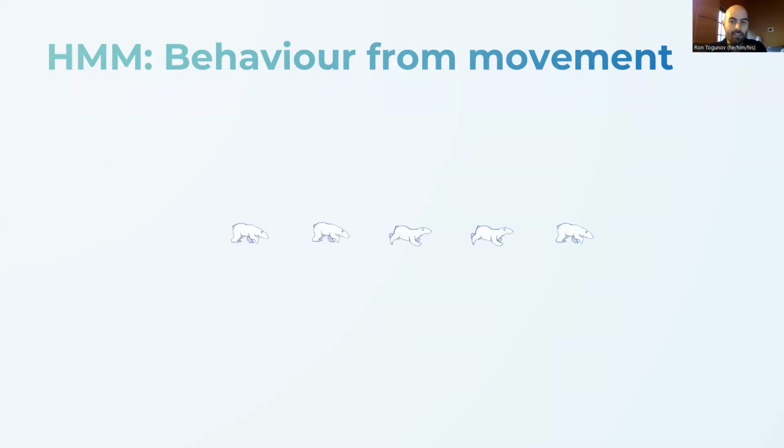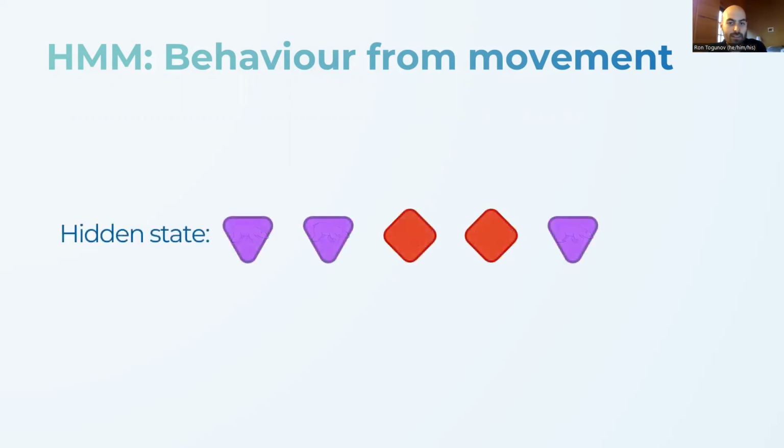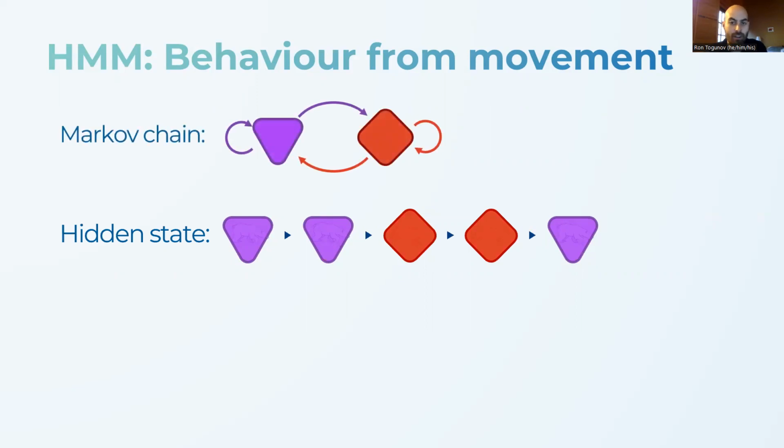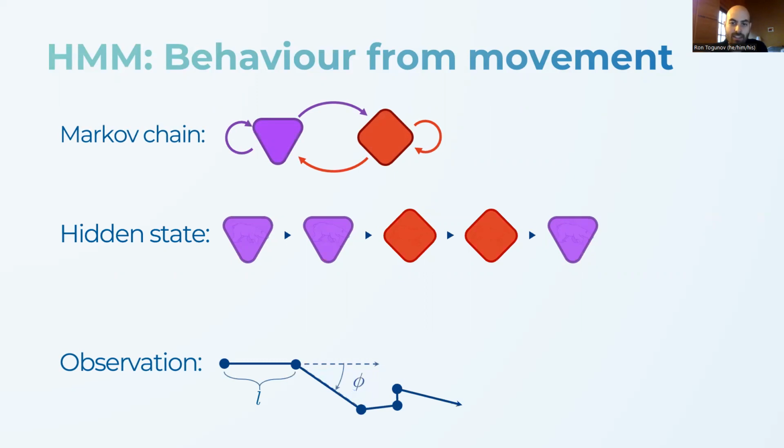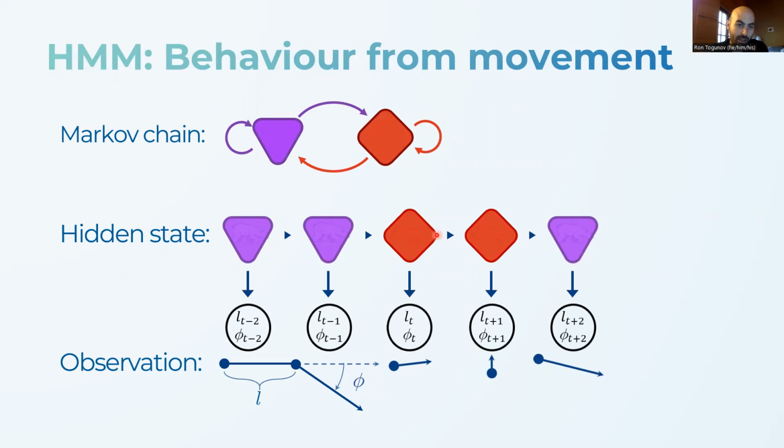As a review, the true behavior of the bear is assumed to be discrete states that are hidden and not directly observed, and the probability of being in one state at some time depends on the state at the previous time step, as governed by a Markov chain. From the GPS tracking data, I obtain movement metrics such as step length and turning angle, and these were assumed to be probabilistically dependent on the underlying latent state. So I obtain a time series of step lengths and turning angles that are dependent on each other through the underlying latent state.